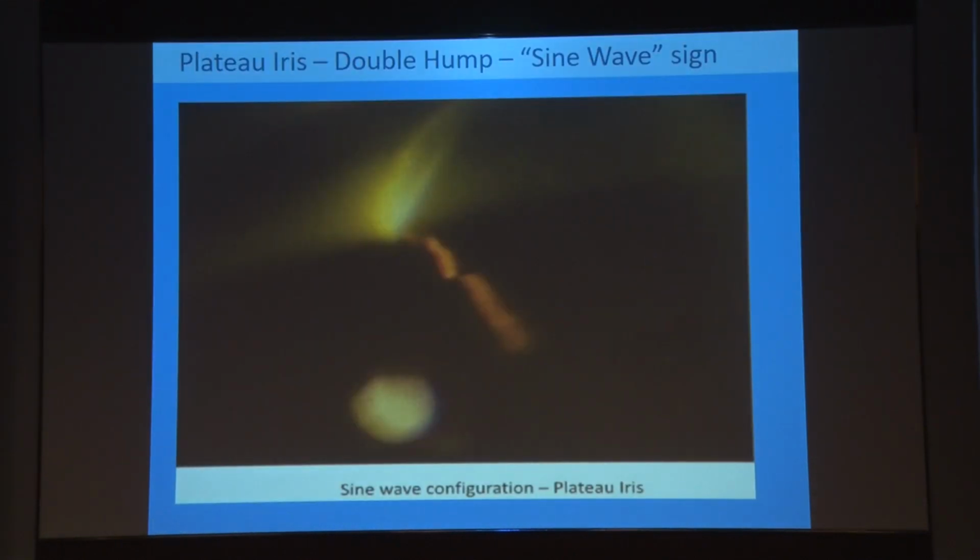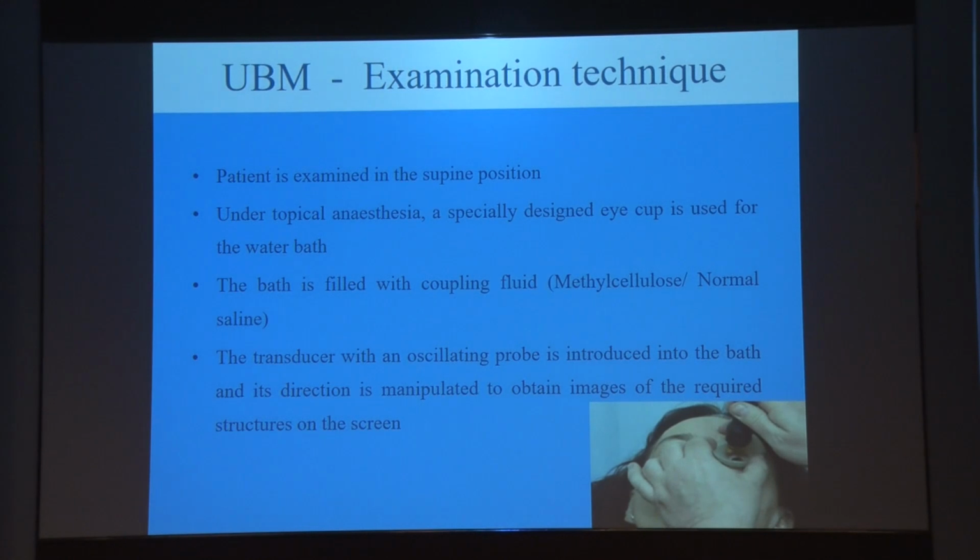So plateau iris, just coming to the end of gonioscopy before I start UBM. Plateau iris would take you to UBM, because plateau iris is something which you see on the UBM. Gonioscopy is not of very much help, though of course the sine wave sign that you see out here is pathognomonic of a plateau iris, but many a time you cannot actually see it on gonioscopy. So we move on to UBM.